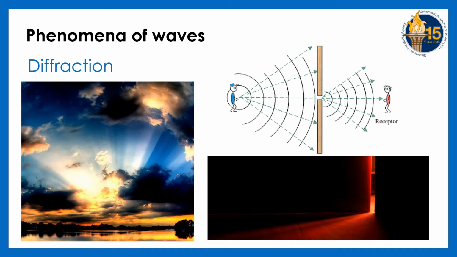Diffraction is the phenomenon which takes place when a wave encounters an obstacle and it cannot pass through. So, it passes around it, creating a disturbance behind the obstacle.